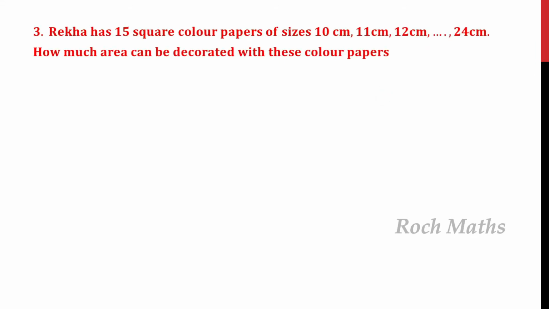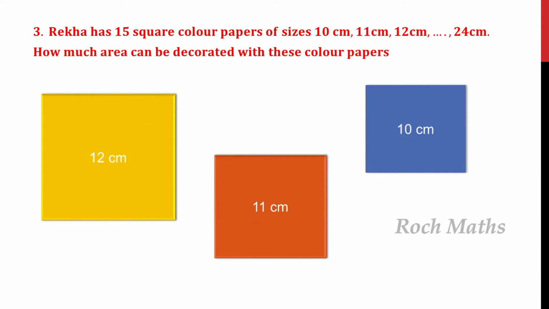Now look at this question. Rekha has 15 square color papers of sizes 10 cm, 11 cm, 12 cm, etc. up to 24 cm. How much area can be decorated with these color papers? It is the application sum of special series. So Rekha has some square shape color papers. Now look at the color papers. One is of size 12 cm, another one is of 11 cm, another one is of 10 cm.